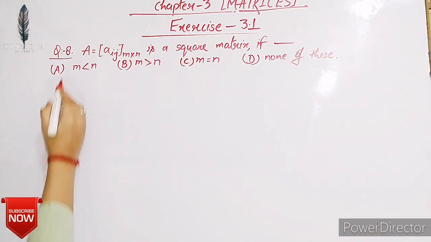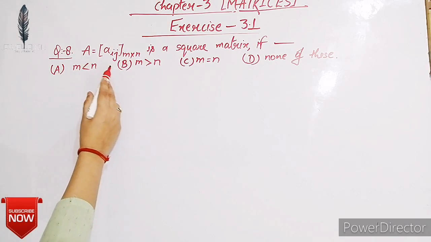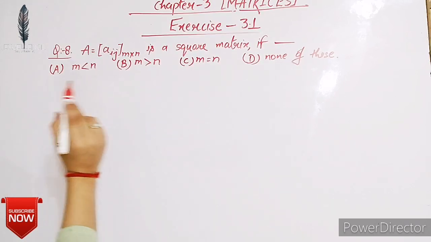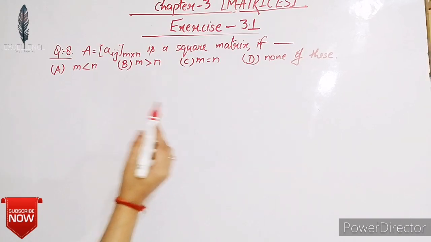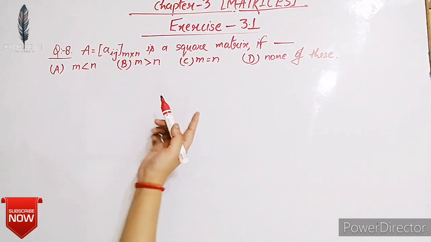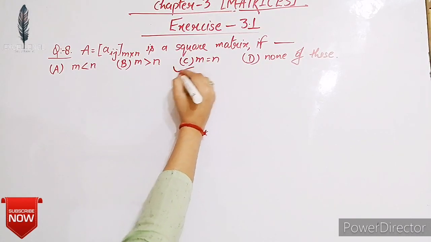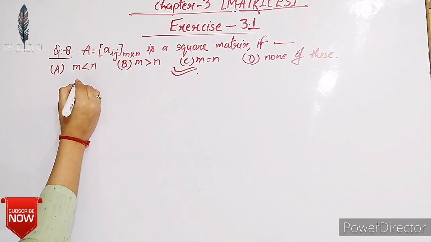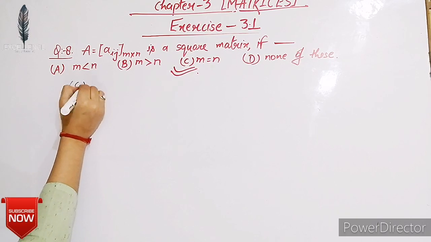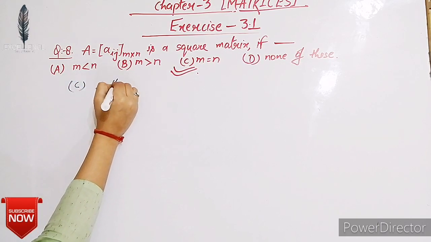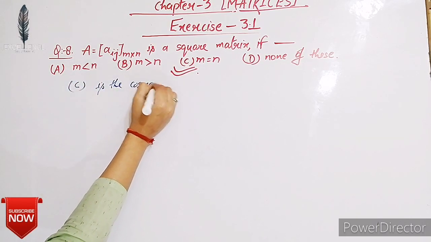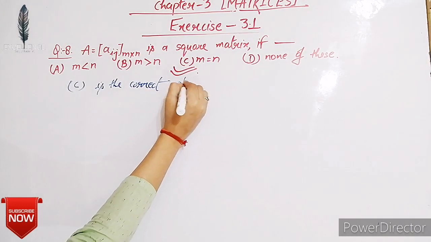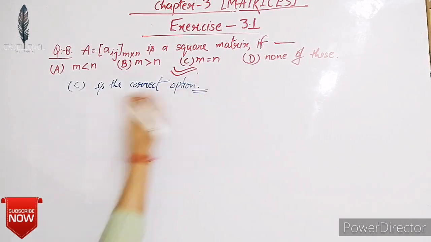Okay. Let's see question number 8. A equals aij, m into n, is a square matrix if m is less than n, m is greater than n, m is equal to n, or none of these. We know that clearly in a square matrix rows and columns are equal. So option C is the correct answer. Option C is the correct answer. m equals n. So it is a square matrix.